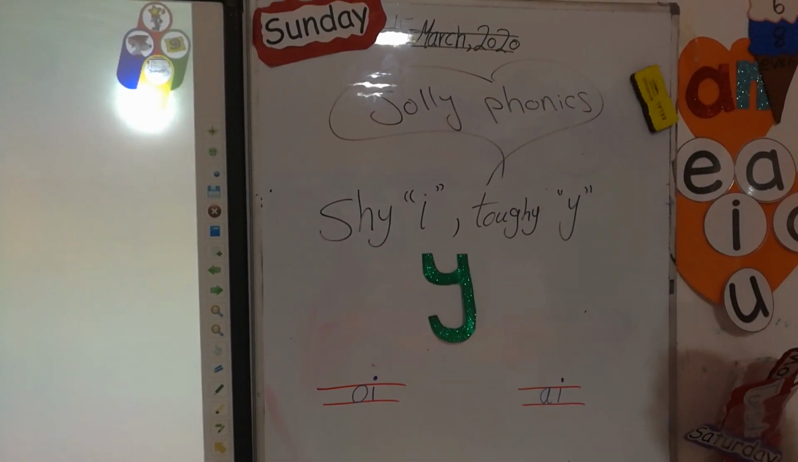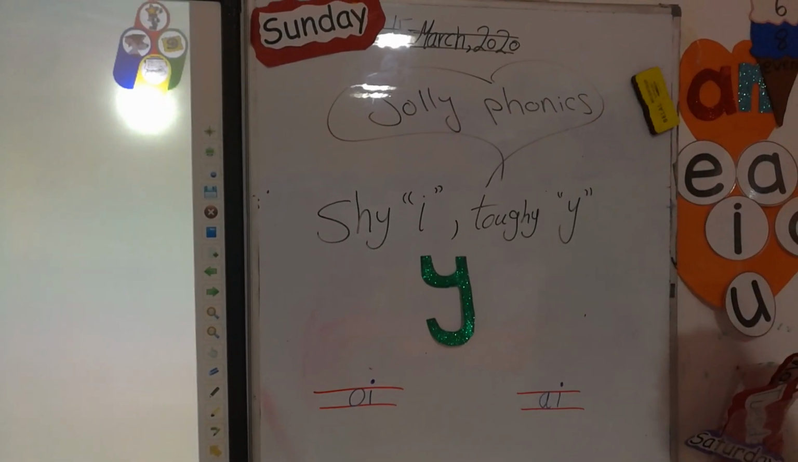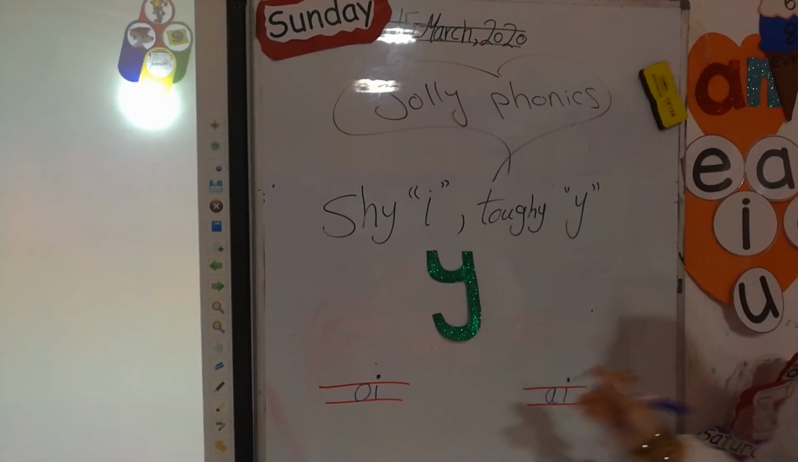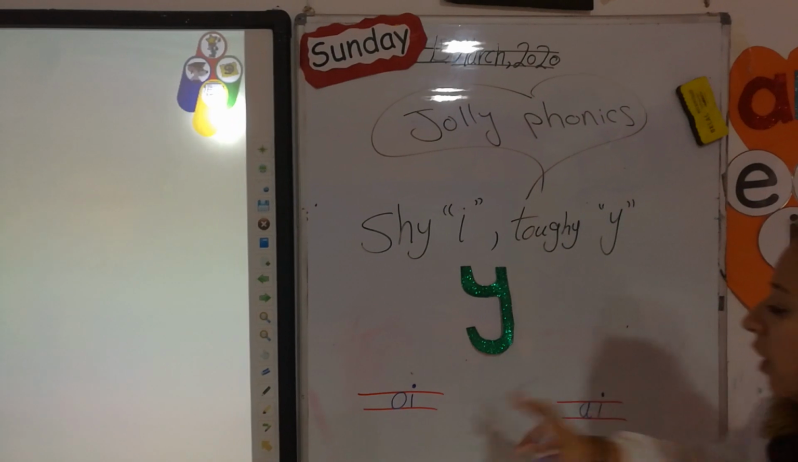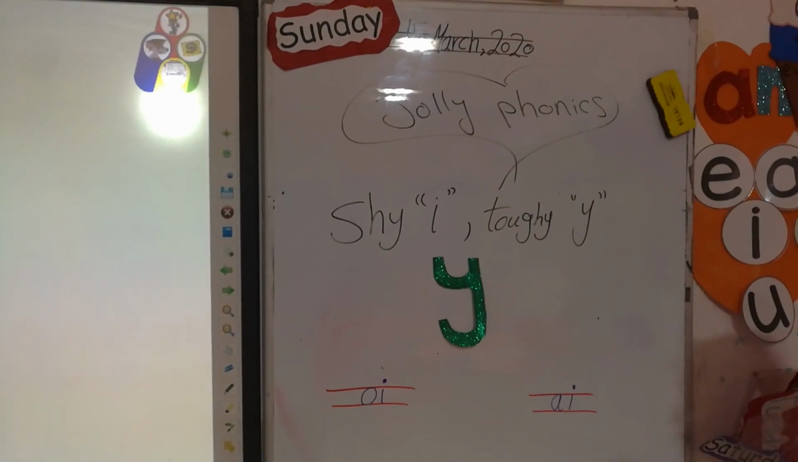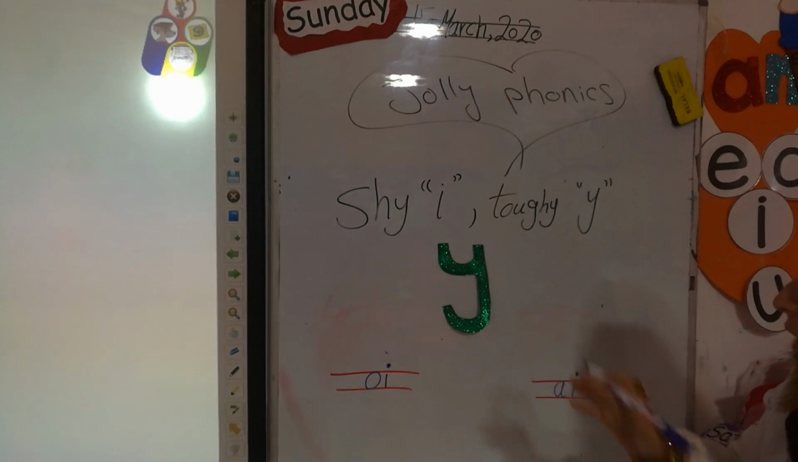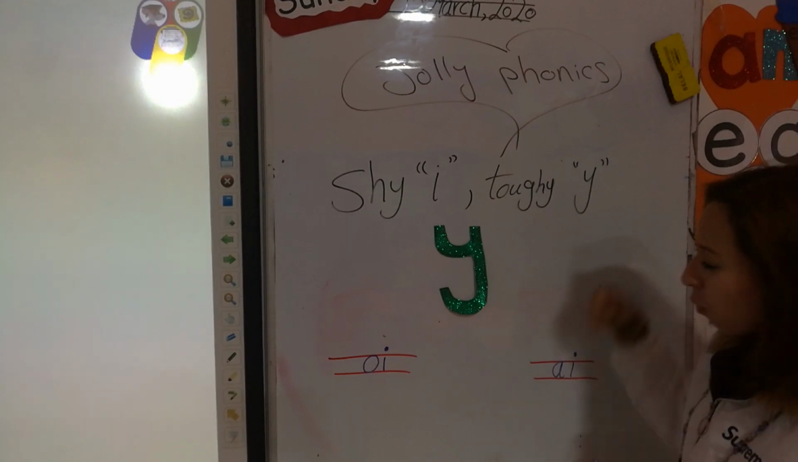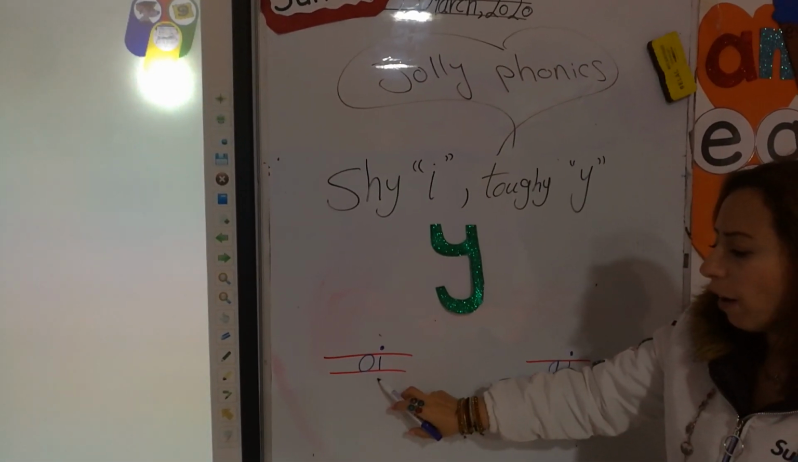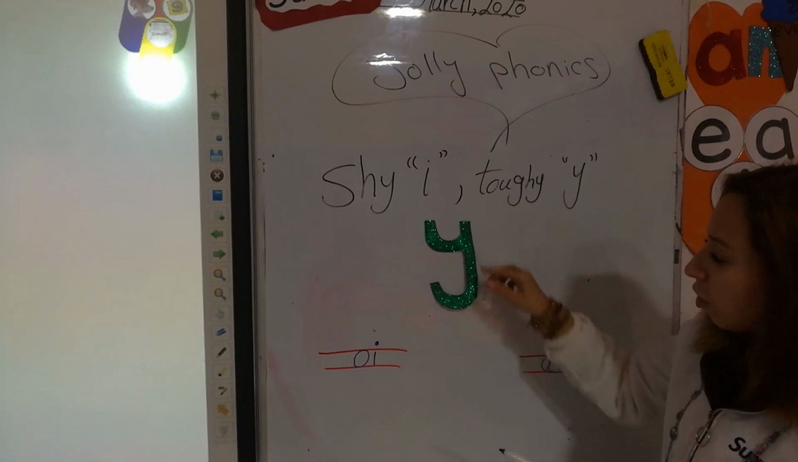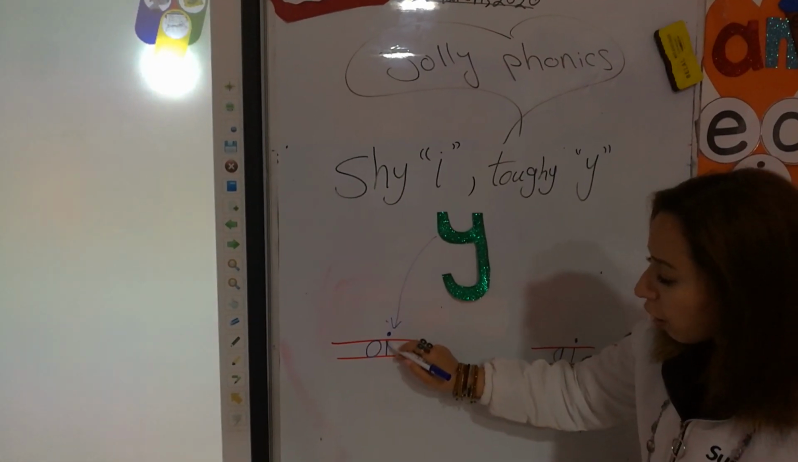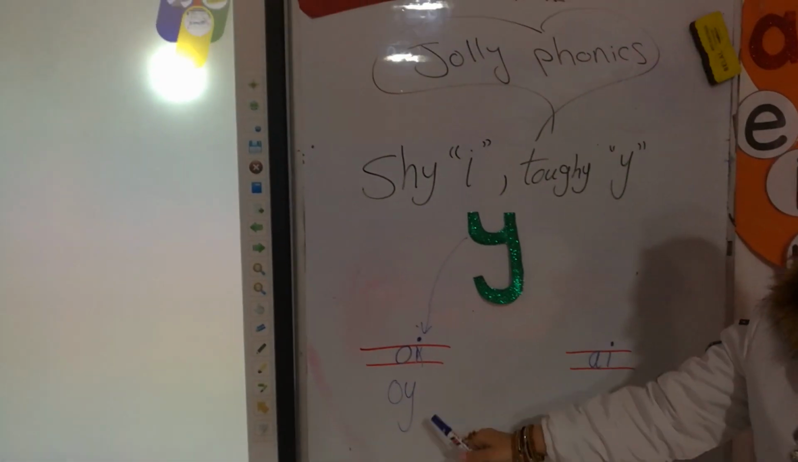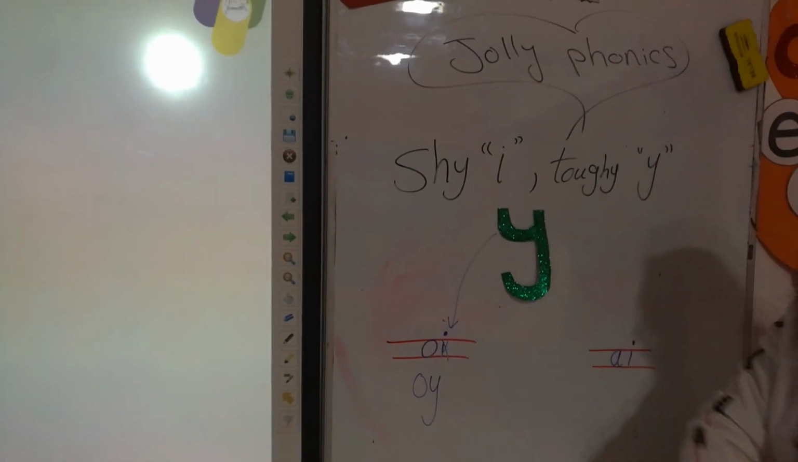But we have a small story about OI and AI. OI and AI, they have I at the end. This letter I is so shy, it's so scared to be alone at the end of any word. So what is the Y going to do with this I? This Y is so toughy. When it sees I at the end of any word, it comes and pushes it, crosses it, then it takes its place to be OY like this. And now it's called alternative OI.